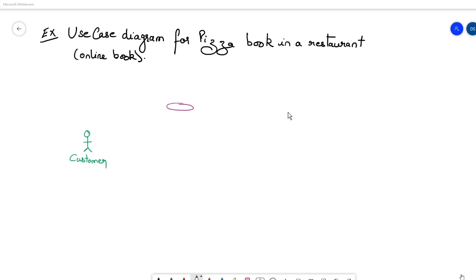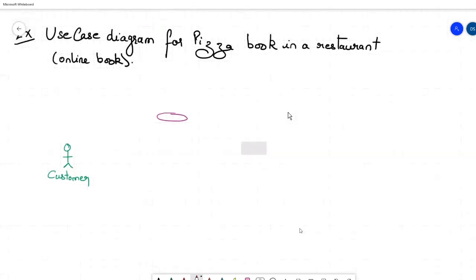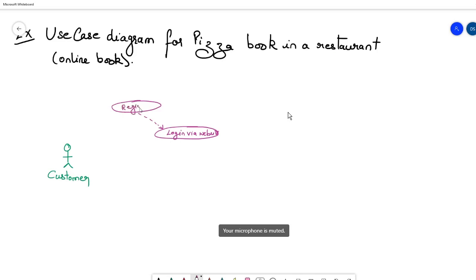As we were discussing how we can draw this use case diagram, let's try to understand. The first thing I would be doing is going to the website and logging in. Log in via website. Now, login can be extended, so we can write here register.